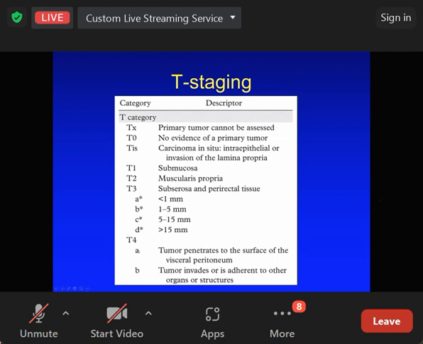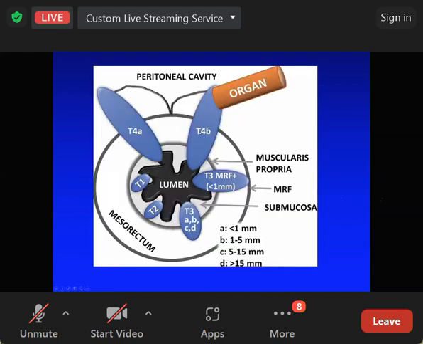Then we go to T4 tumors, when T4A is when it penetrates the visceral peritoneum, T4B when it's invading other structures. So here's a schematic diagram which you can look at leisure. So here is the T4A tumor, which has gone through the muscularis, and this is the peritoneal reflection, so it's involving the peritoneum. Here's the T4B when it's going into an organ, and here is the various T3 stages, depending on how far it's going through the mesorectum.